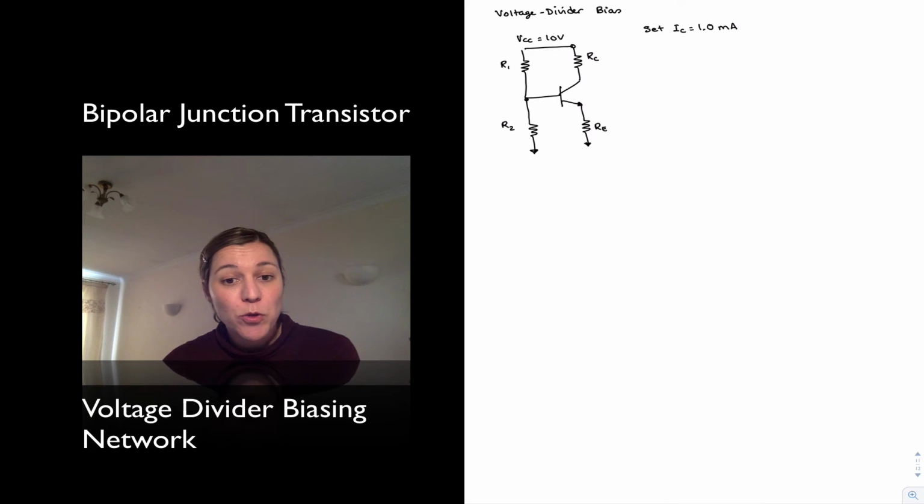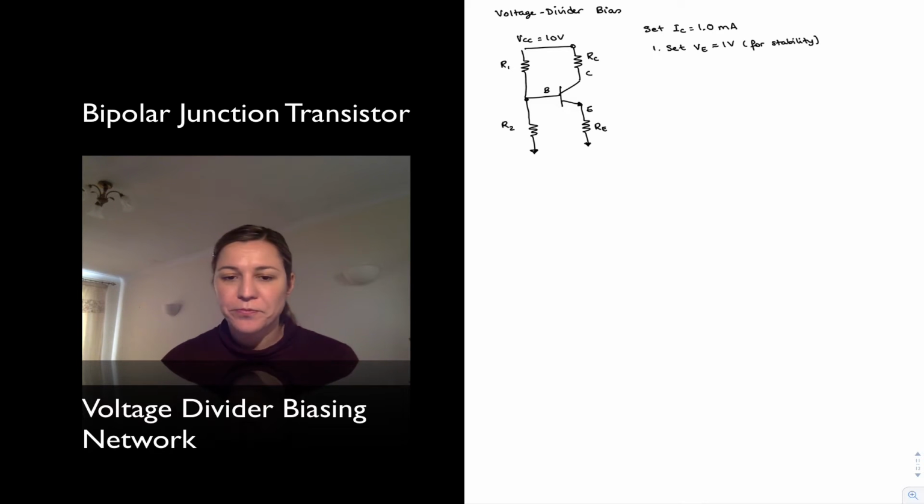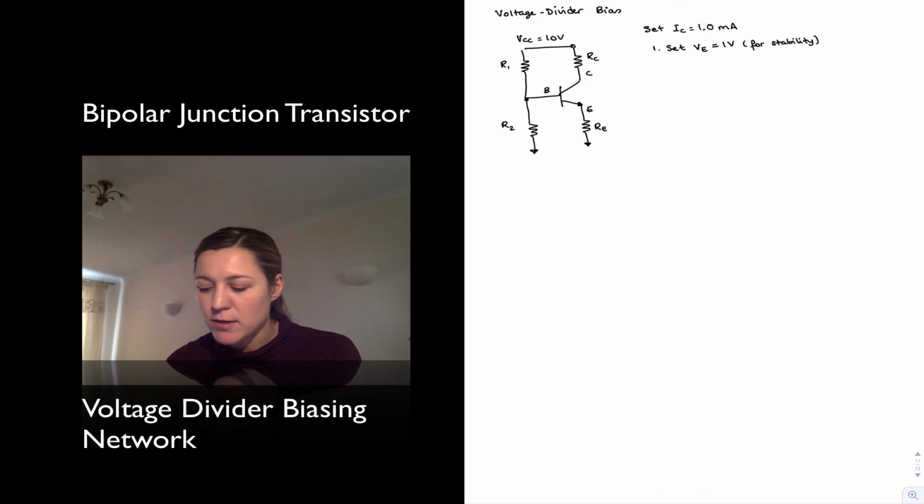So how do we go about designing this voltage divider biasing network? Well, the first thing is we're going to set the emitter voltage to 1 volt for stability purposes. Remember, this is collector, base, and emitter. So step number 1 is set VE to about 1 volt. For stability, we saw that that made it more stable from the perspective of beta variations. We will see later on how this also makes it more stable with respect to temperature.